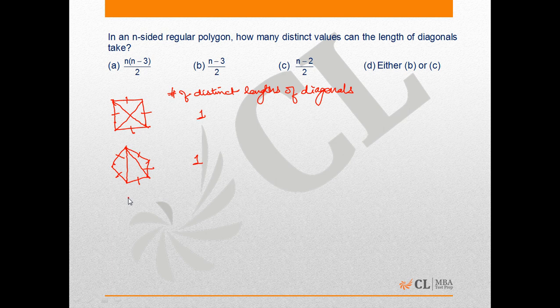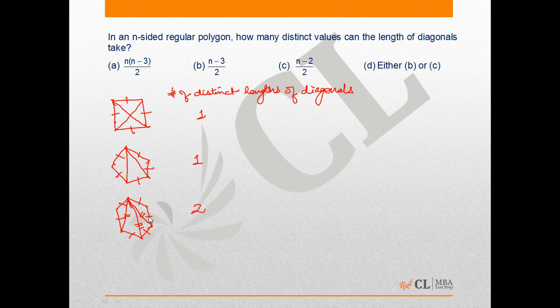Now let's talk about the next regular polygon, a regular hexagon. In a regular hexagon, this is the length of one diagonal, this is the length of the other diagonal that you can have, and this is the length of the third diagonal. Now these two are the same and this one is distinct, so we can have two distinct lengths of diagonals.